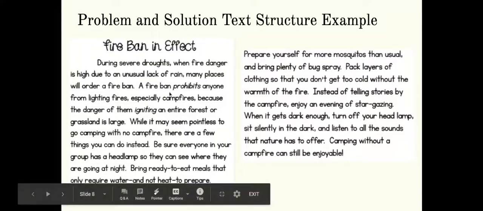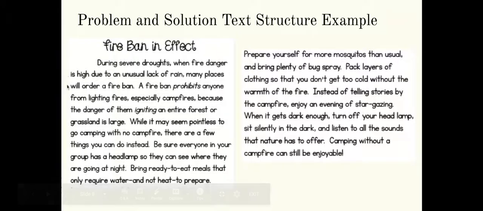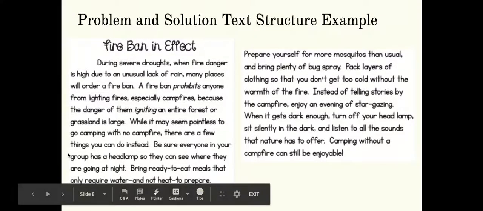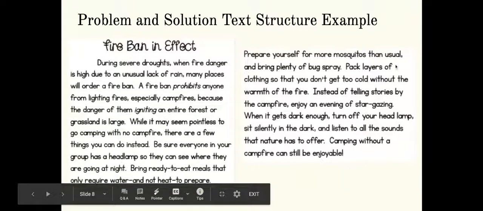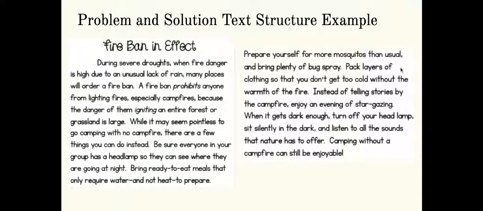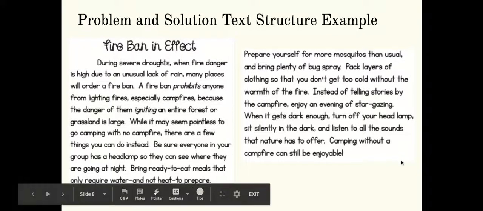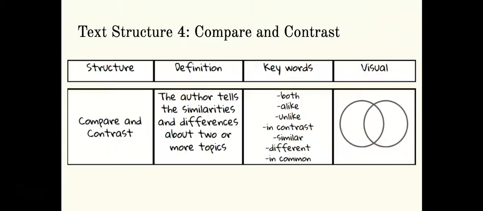So the problem here is that when there's not a lot of rain and people are lighting campfires, there's sometimes a fire ban. So basically they're telling people you can't light campfires. So their solution is different things you could still do when you're camping without a fire. They tell everyone to have a headlamp, bring meals that are ready to eat because you can't cook them over a fire, bring a lot of bug spray because there's lots of mosquitoes and things like that. So they give the problem and then the solution.